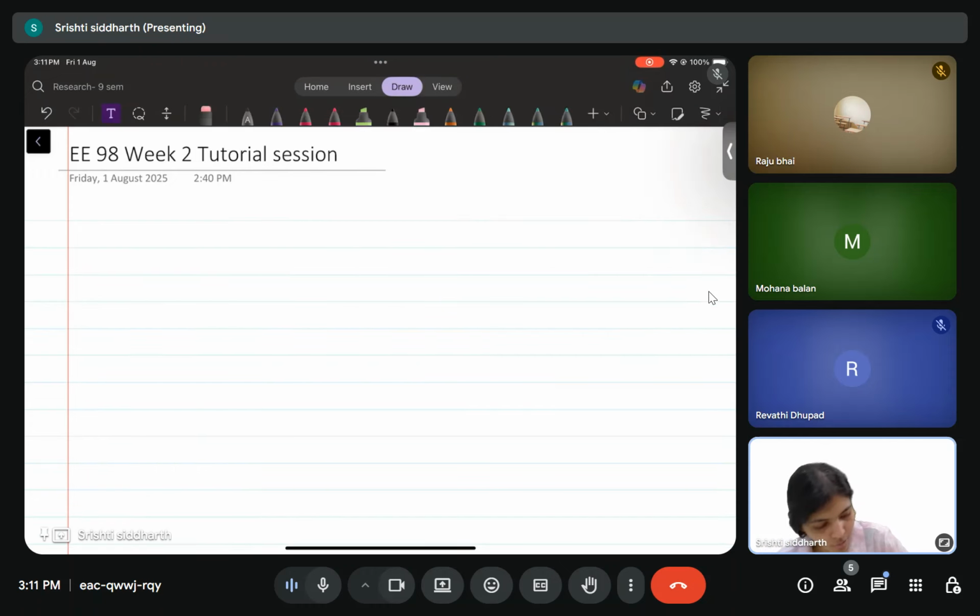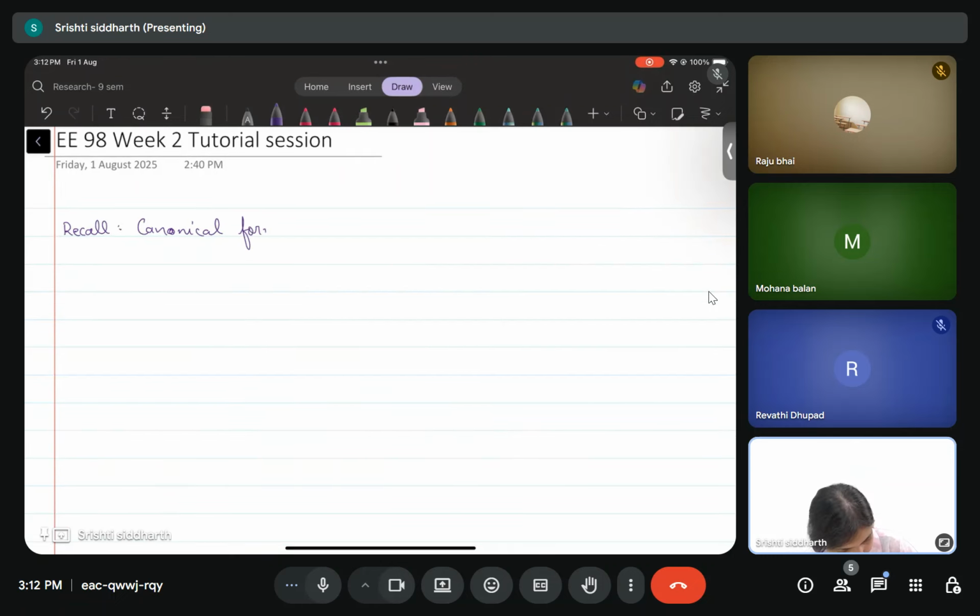Okay, so let's recall a few concepts before looking at some questions. In the first week, we looked at two canonical forms, controllable canonical form and observable canonical form. And in the second week, we looked at canonical forms, but in the diagonal structure: the diagonal form and the Jordan normal form.